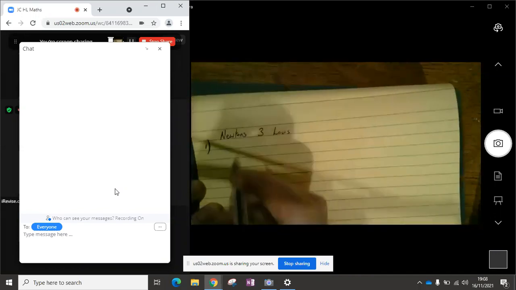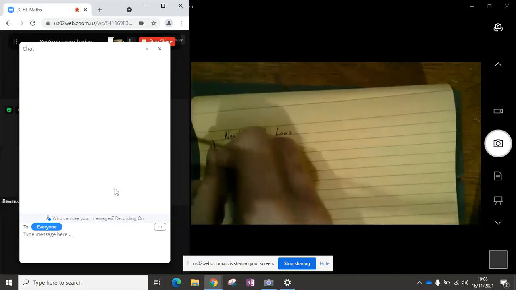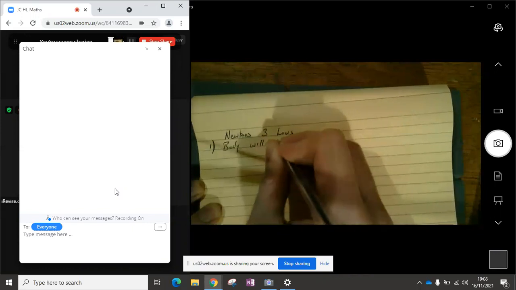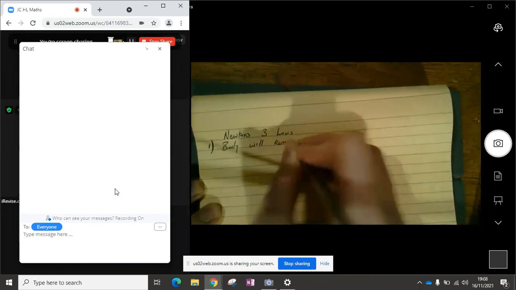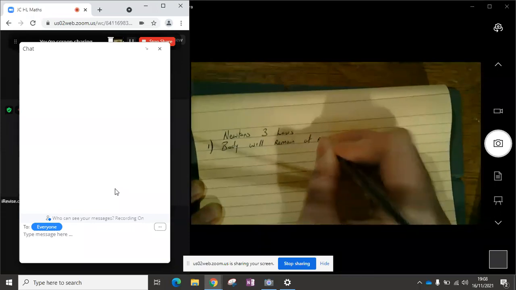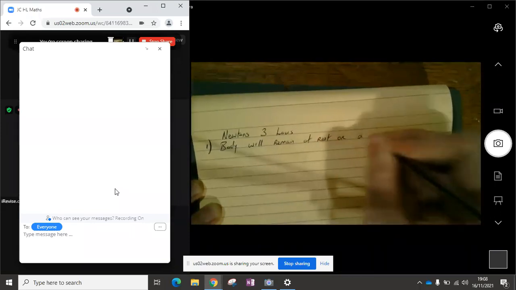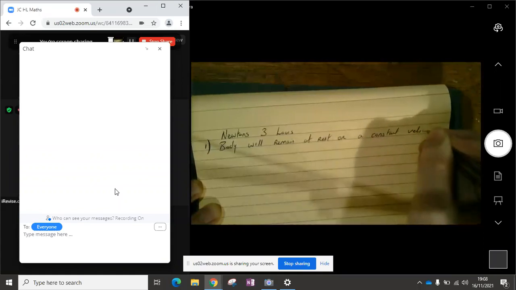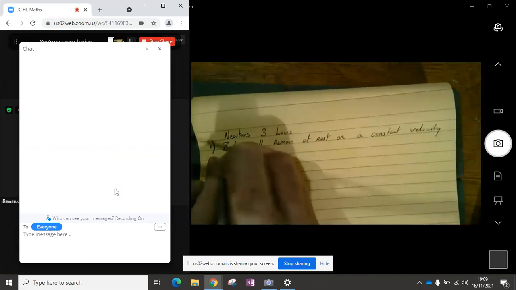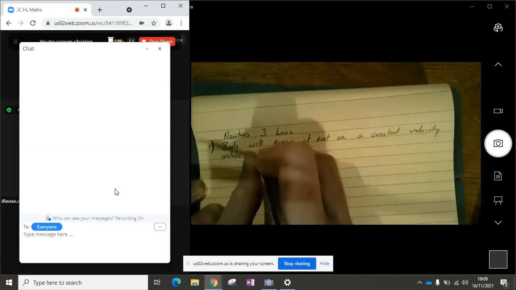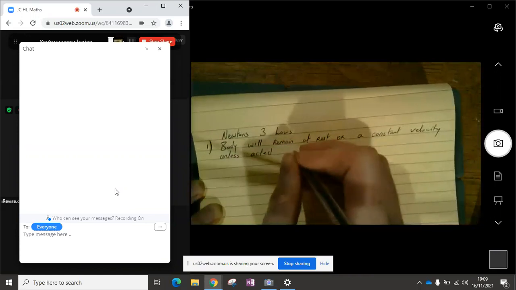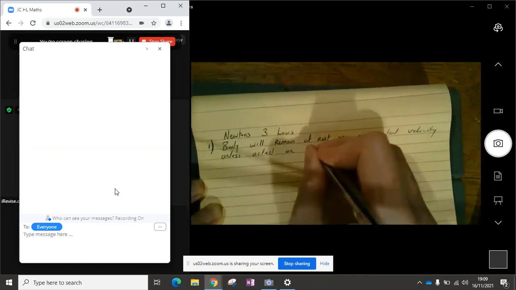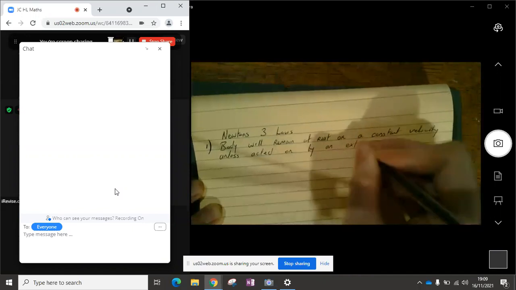So we'll just summarize them down a bit, okay? So the main points of it are that a body will remain at rest or constant velocity unless acted on by an external force.